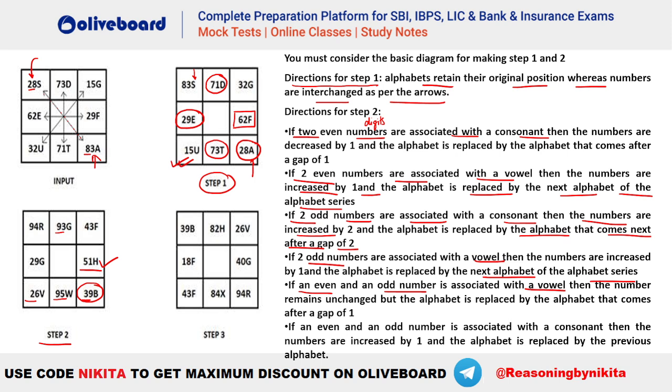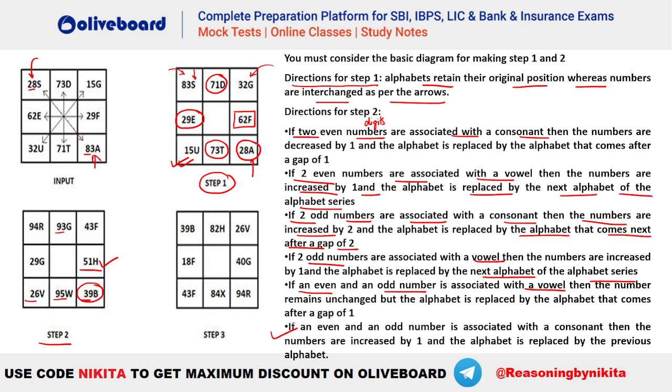So 29 remains as it is. So alphabet here will be replaced by what? E ke baad at a gap of 1, we will have a G, right? F will be removed, so we go to next G. So 29E becomes 29G because alphabet has to change to its next at a gap of 1. And similarly, the digits have to remain unchanged here. Digits will not change, right? So 29E becomes 29G. Okay, now we are left with only 2, that is 83S and 32G.